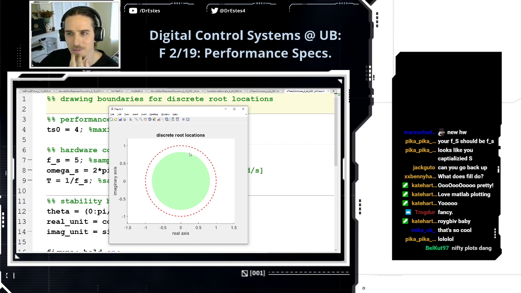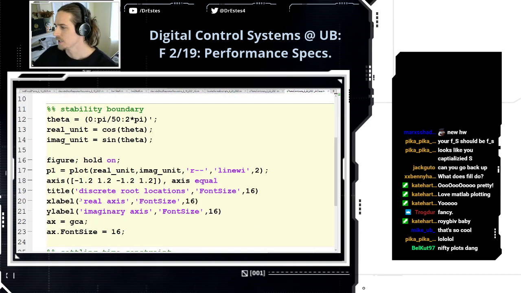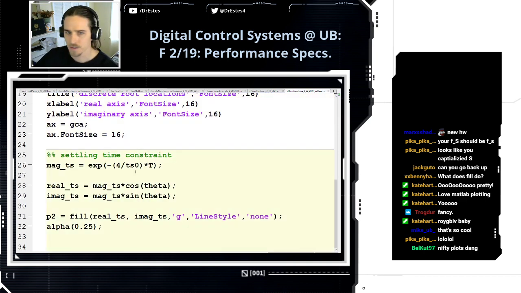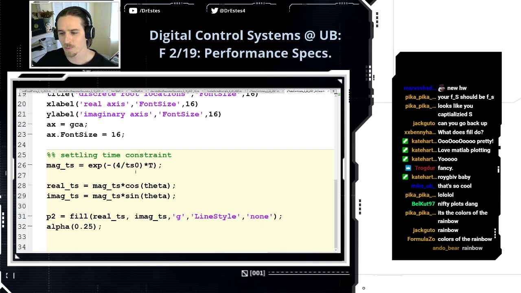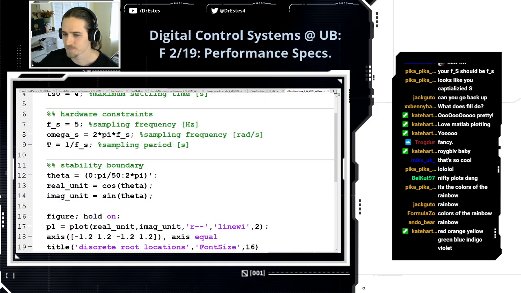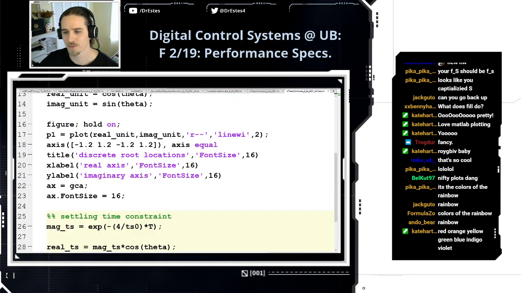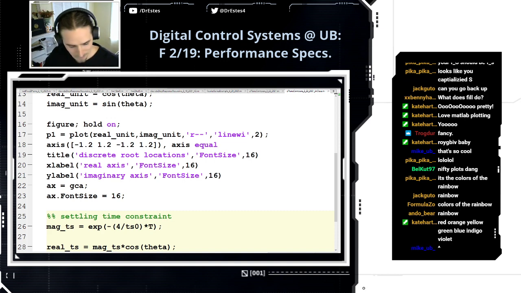Wait, what is Roy G. Biv? I've heard that before, but I forget what that stands for. Okay, so that's our settling time constraint. Rainbow. Oh yeah, the colors of the rainbow. Right. Okay. Red, orange, yellow, green, blue, indigo, violet. Roy G. Biv. All right.